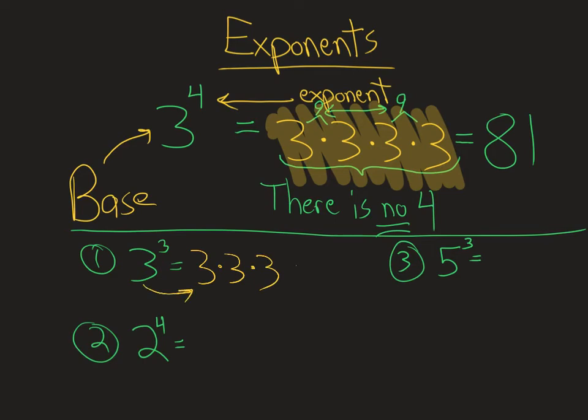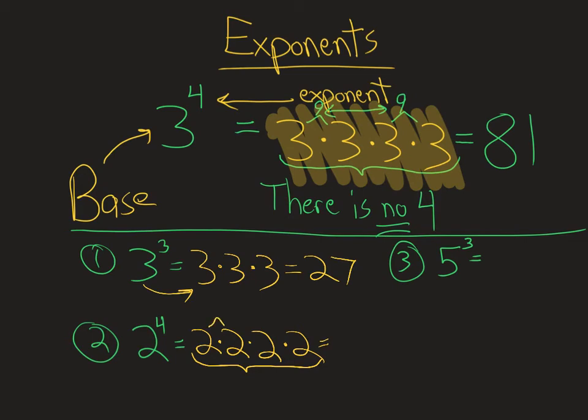3 of the base, 3 times 3 times 3 is 27. 2 to the 4th means there's 4 of that base 2. There is no 4 in the problem.